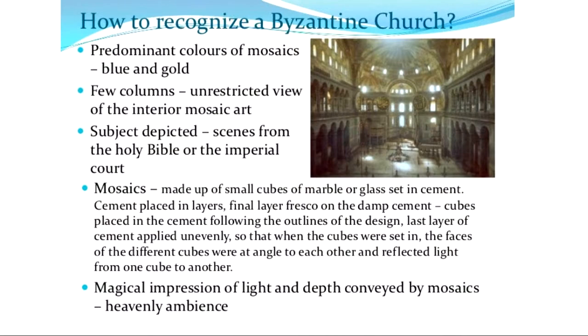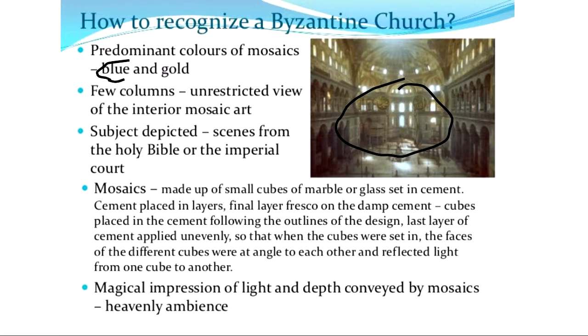We talked about mosaics, and the colors that they use the most are blue and gold. Blue talks about royalty and power, gold about enlightenment or religious connotations, but everything has to do with gold, with power, with light, wisdom. Again, the interiors were very open, with very few obstructed views, so they could really see the art happening.